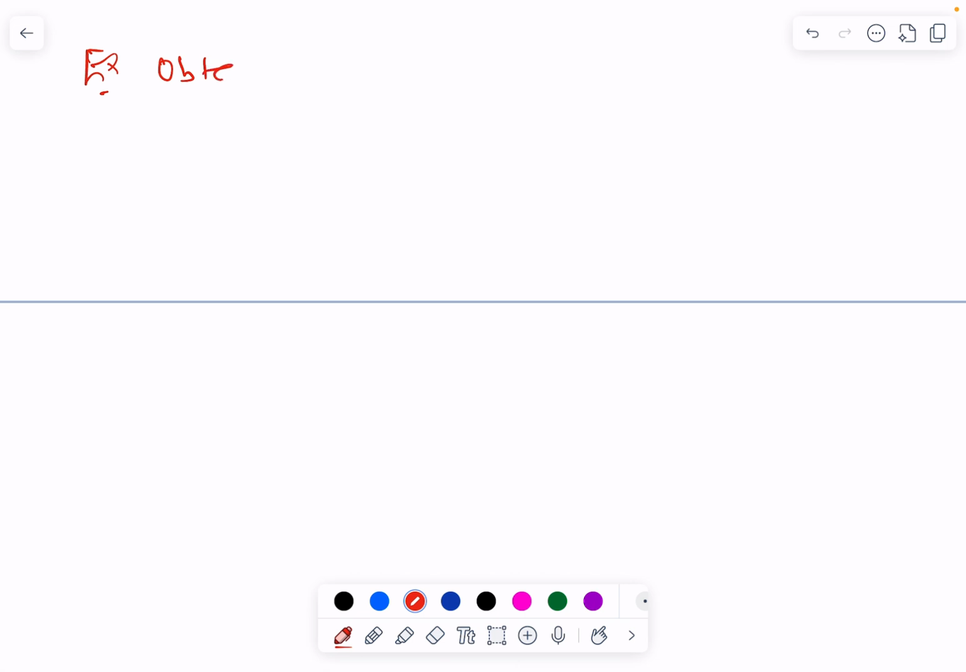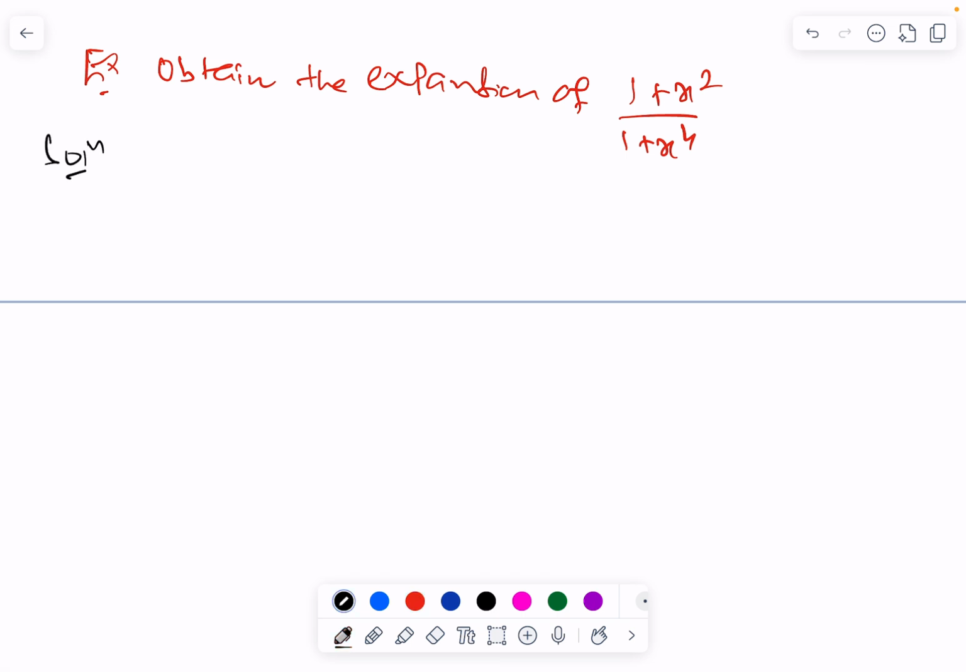Obtain the expansion of 1 plus x square over 1 plus x power 4. So 1 plus x square over 1 plus x power 4.